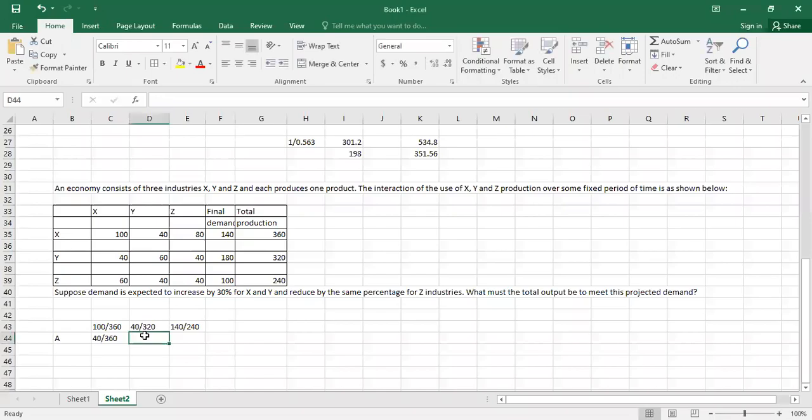We go on. Then you have 60 over 320. Then I have 180 over 240. And in the third row, I have 60 over 360. Multiply by 40 over 320. The last one is 100 over 240. Give me the answers.